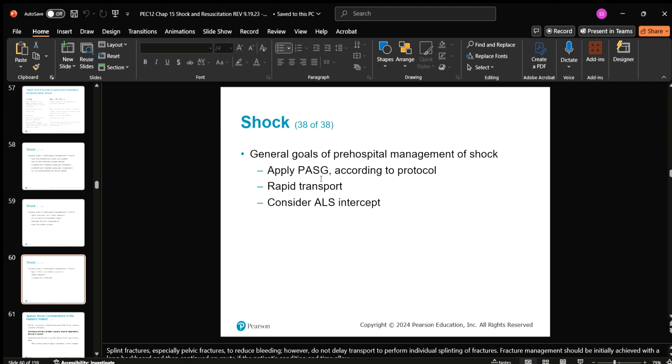Did they talk about these at all? What a PASG is? You're probably never, ever going to see this or hear this again, but it's still used in some places, so that's why these books mention it. This stands for pneumatic anti-shock garments. What they are is pants that you put over your patient and you inflate them.